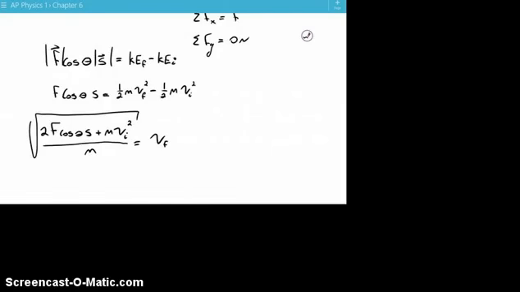That came from the definition of kinetic energy. Kinetic energy is equal to 1/2 mass times velocity squared. Yeah. Yep. Other questions? Okay. All right, so we're going to plug in the information they gave us.